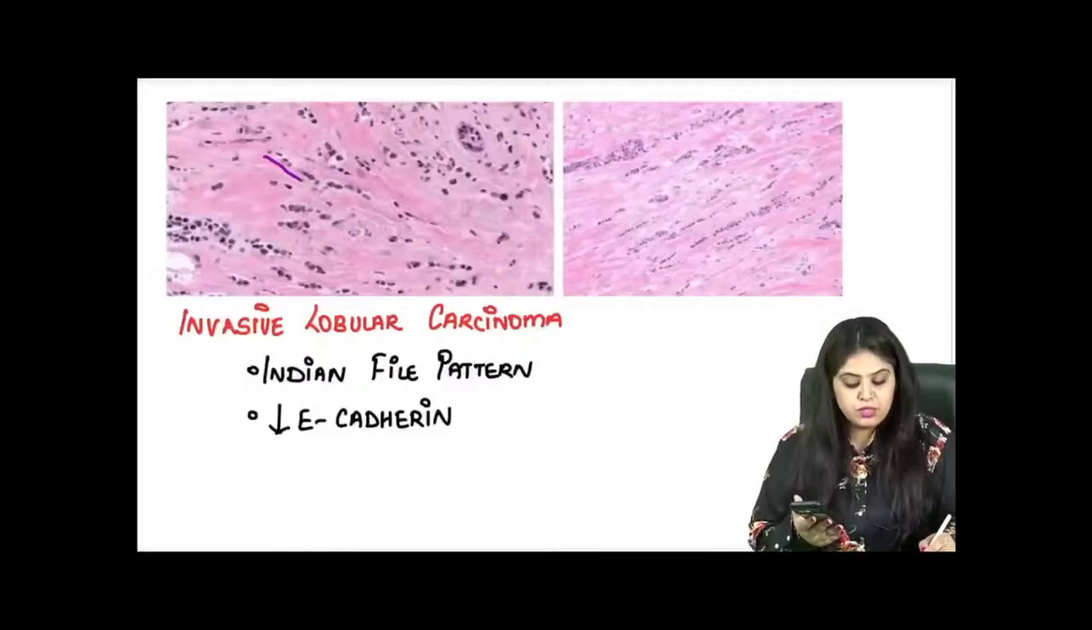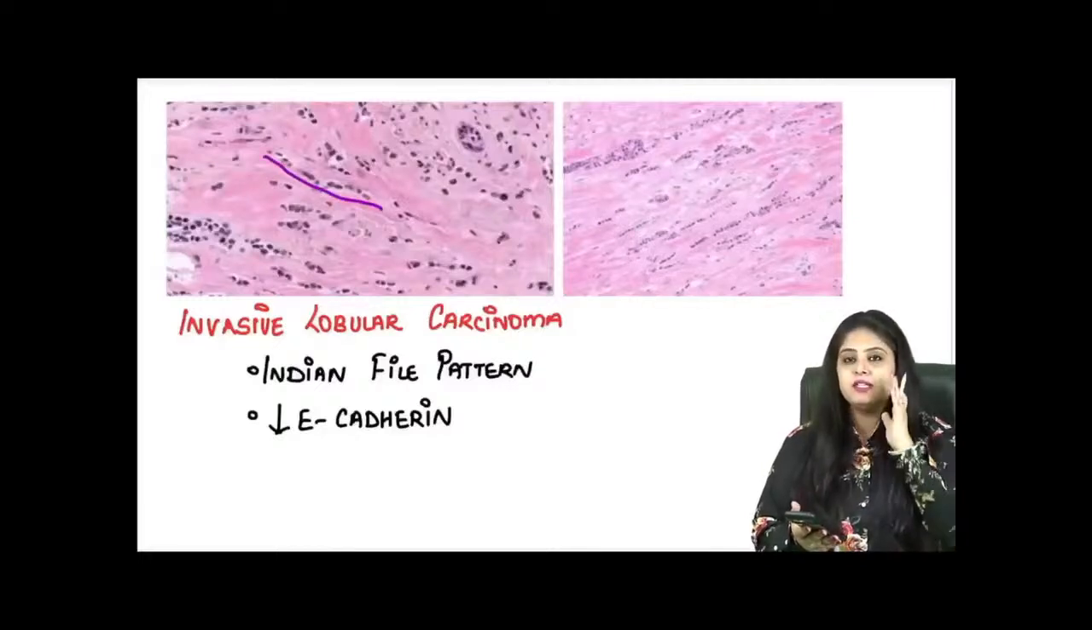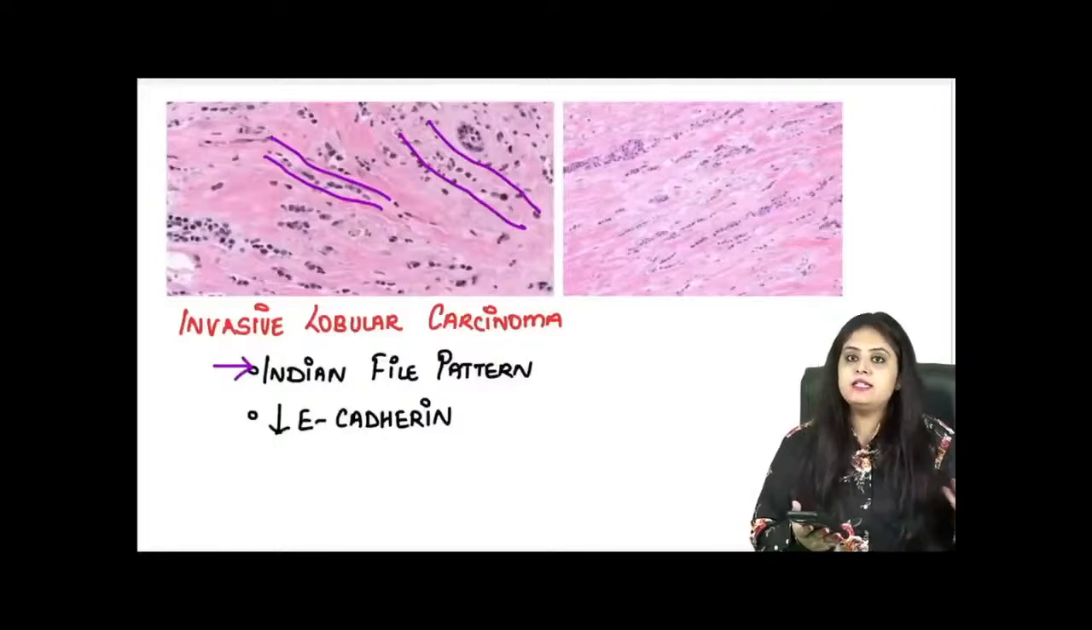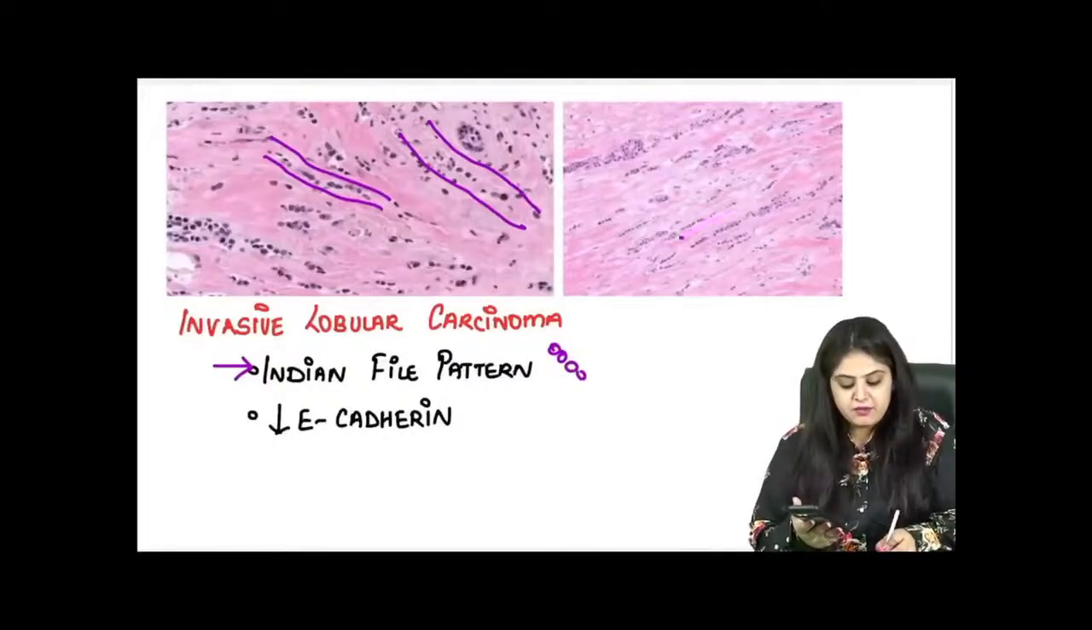I think everyone knows the picture of lobular carcinoma. It shows you like the Indian Army. Indian Army is very disciplined. They are standing one behind the other. So tumor cells are standing one behind the other. So what do you call it? Like the Indian Army, Indian file pattern. They are standing one behind the other. That is question number one.